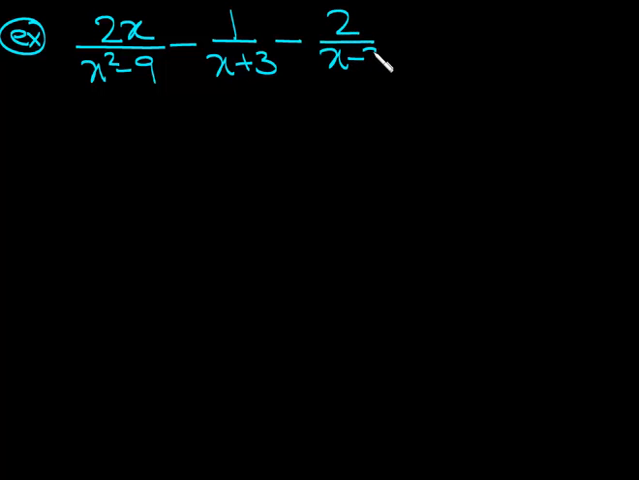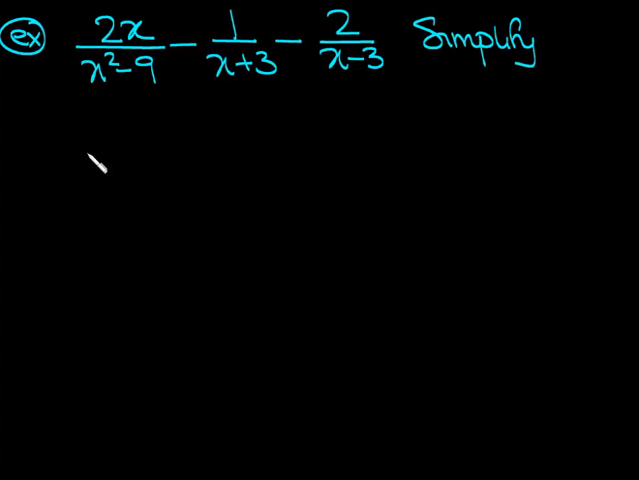So let's say you have 2x over x squared minus 9, minus 1 over x plus 3, plus minus 2 over x minus 3. Let's take a minute and look at it. The problem might just say simplify, and the reason why it's saying simplify is because you can see I have 3 fractions. I just need to add them all up together. That's why it's going to say simplify.